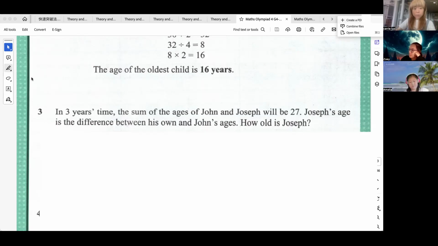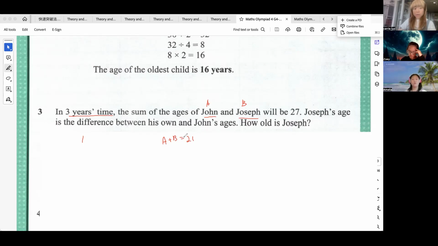Okay, so in 3 years' time, the sum of John and Joseph, we just put A and B because they have the same initial, right? Will be 27. So right now, what is the sum? In 3 years' time it is 27, so John is increasing by 3 years, and Joseph will be increasing 3 years as well. So A plus B right now should be 21 years old. Get it?